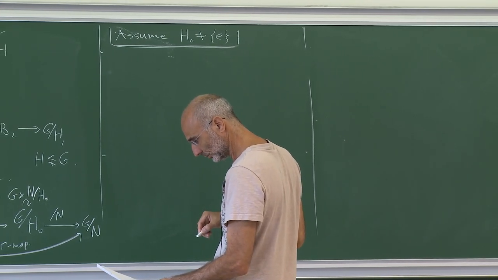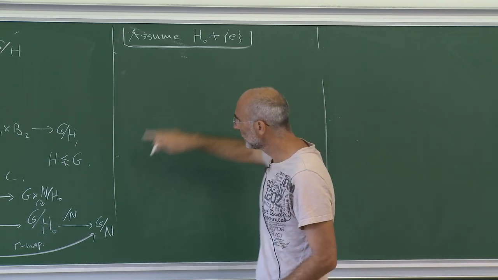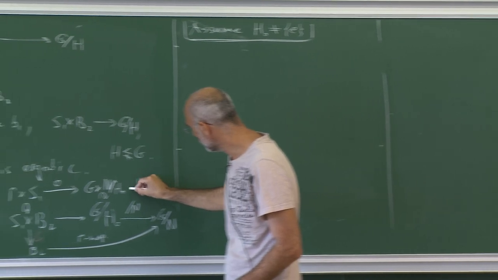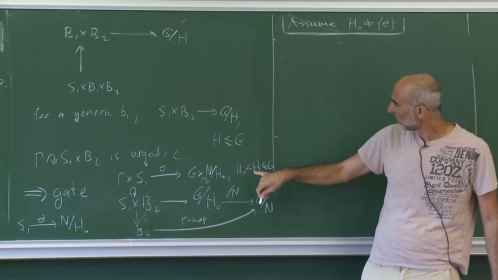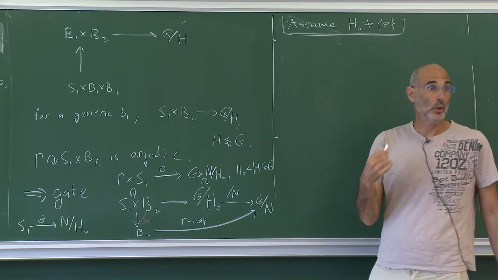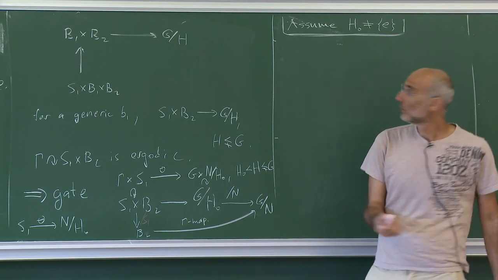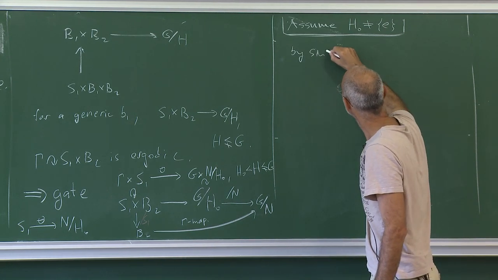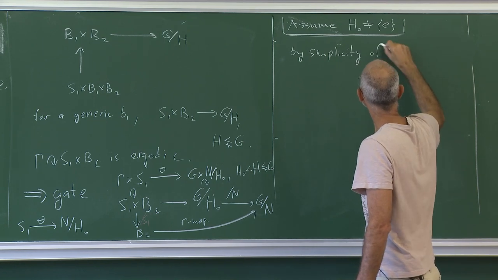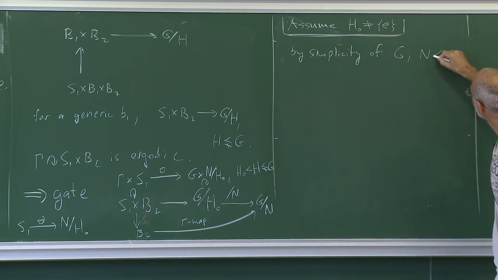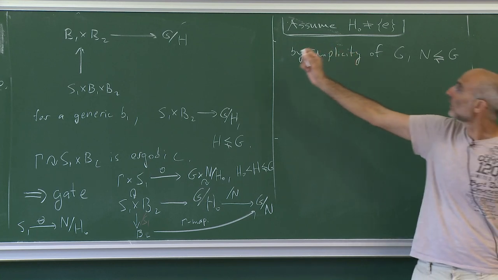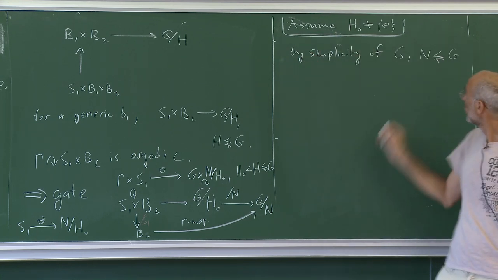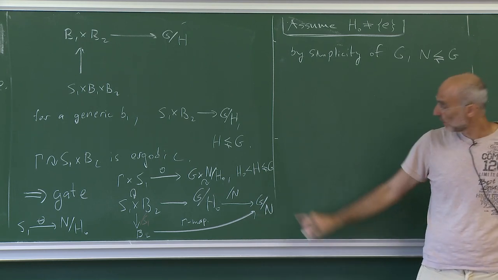Now, recall H0 is a subgroup of H, which is a proper subgroup of G, right? So H0 is not G itself. If it is not trivial, by simplicity of G, I will get that N is not everything. H0 is not normal. To be normal, it must be either trivial or everything. We know that it is less than everything. We assume that it is not trivial, and we get that it is not normal. So we get that this space here is a non-trivial space.